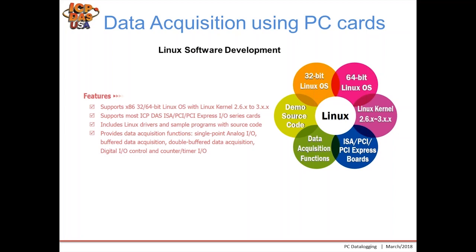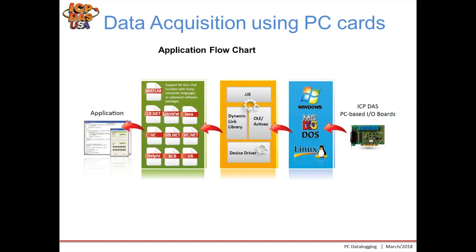Here's the application flowchart. So again, the PCI board is on the right. Then the Windows operating system communicates to the DLL or library file, and then you must create or associate your driver with the appropriate program or programming language, and then you create your application. Your application can run and read the I/O statuses of the boards.